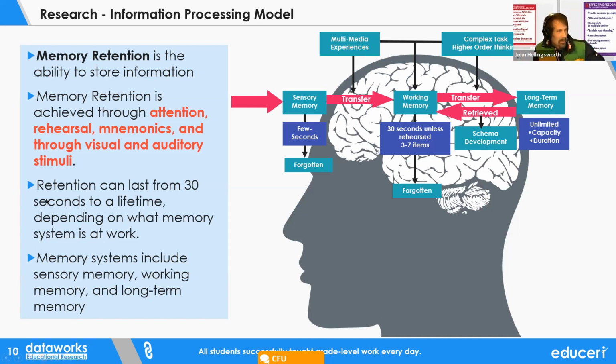So let's look at this part right here. Retention can last from 30 seconds to a lifetime, depending on what memory system is at work. And we have the different memory models right here. The three sections are the sensory memory, working memory, and long-term memory. So let's look at this. This is the teacher talking out here.